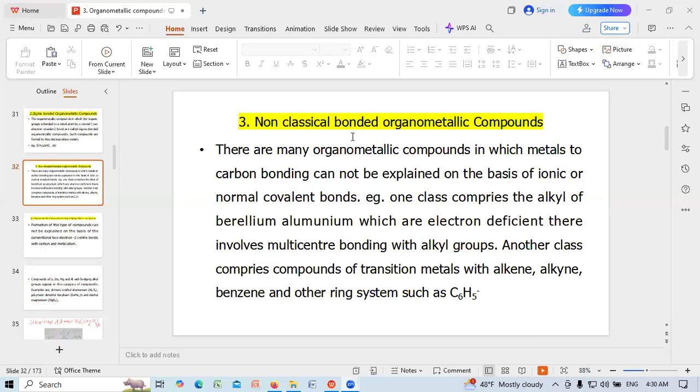Non-classical bonded organometallic compounds. There are many organometallic compounds in which metal to carbon bonding cannot be explained on the basis of ionic or normal covalent bonds. For example, one class comprises the alkyls of beryllium and aluminum, which are electron deficient and involve multi-center bonding with alkyl groups. Another class comprises the compounds of transition metals with alkene, alkyne, benzene, and other ring systems.